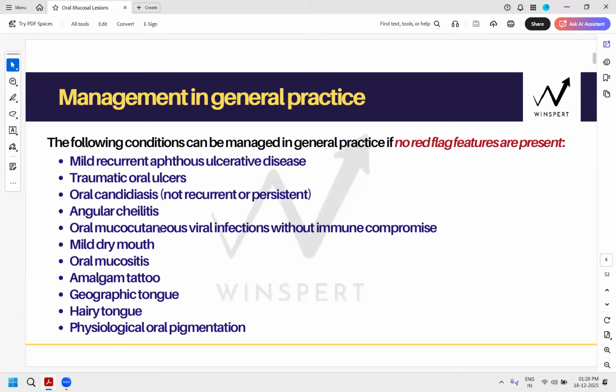It's a traumatic ulcer with red flag. You remove the source of trauma. First option ends there, period. Second option, you would make the referral, period. Third option, you would remove the source of trauma and immediately refer. What's your best choice here? Now you refer. Now you remove the source and then refer.